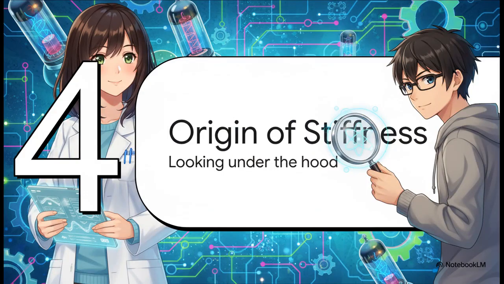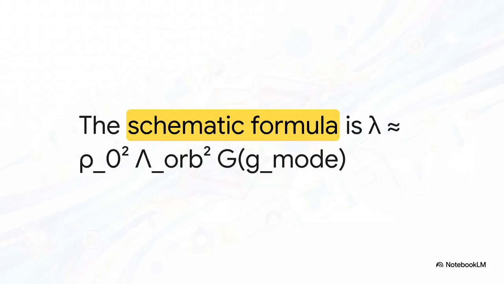Section 4, Schematic Origin of Stiffness. Let's look under the hood. Looking under the hood, we find a very important caveat. This is a schematic representation, not a final first principles derivation. At our current level of theory, stiffness is treated conceptually as arising from integrating out fast fluctuations around the locked vacuum. So while this isn't the final closed form, it gives us the precise conceptual direction we need to proceed.